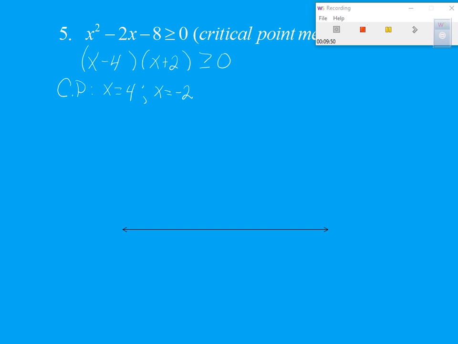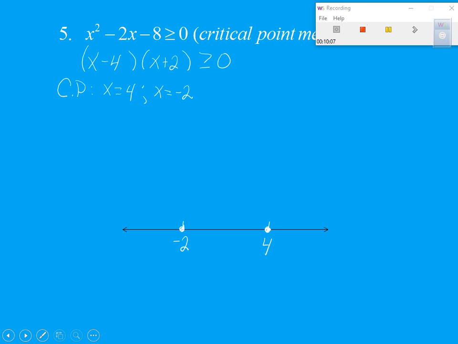Now, here's where it's going to be new to you. I'm going to put 4 and negative 2 on a number line. I know right now, since it's "or equal to," these are brackets or closed dots. Now, this will be brand new to you.